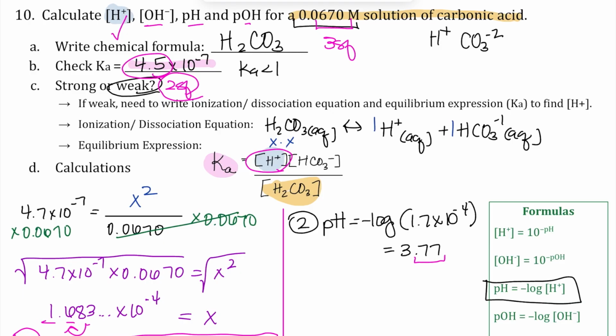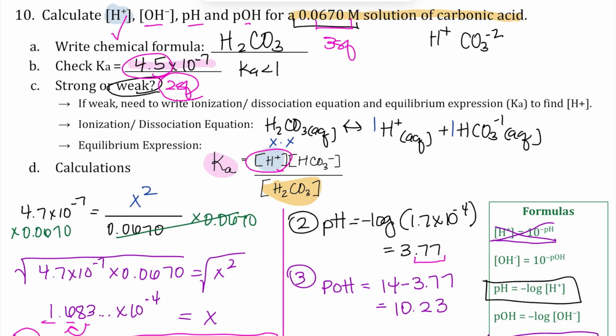Now that I have my pH, I can go on. Where else is pH? I don't need my H plus, but I see pH here, so I'm not going to use that one. But I do need to find my pOH. That pOH is going to be 14 minus my 3.77, and 14 is exact, so we keep whatever digits after the decimal our pH had. So 10.23, and again, that's maintaining our 2 sig figs, digits after the decimal for pH and pOH.